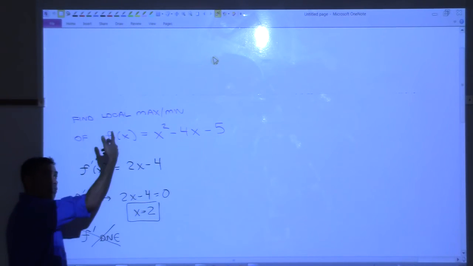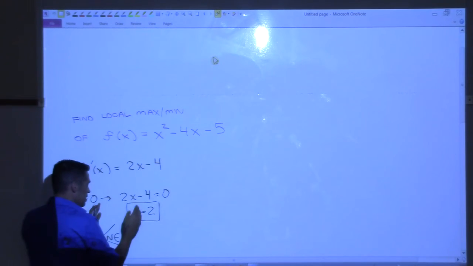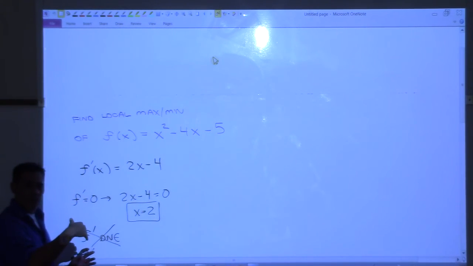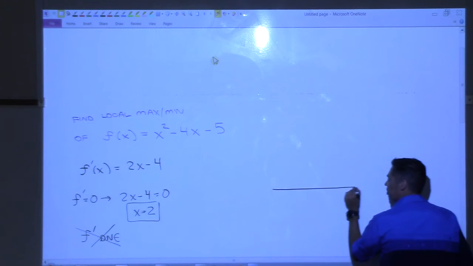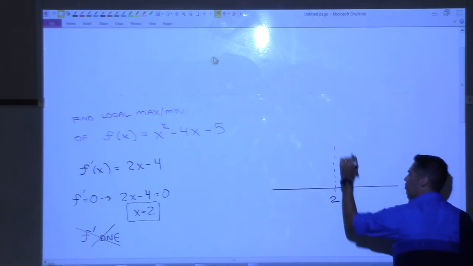What we just looked at was that if we look at the derivative to the left of this and to the right of this, the sign of that derivative will tell us whether or not we've got a local min or max, right? So the standard procedure here is this. We're going to draw a number line. We're going to put our critical number 2 here. We're going to put a dotted line in between.